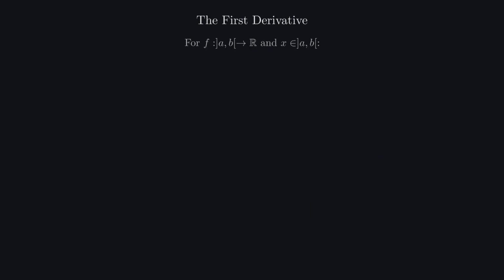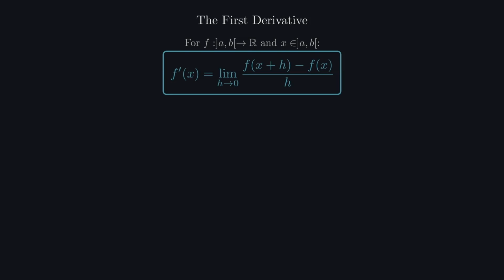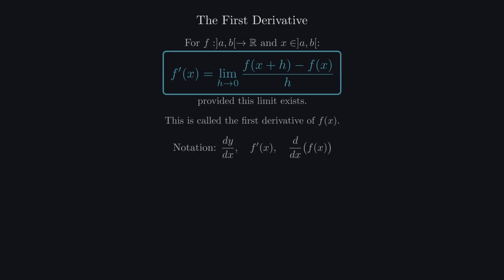For a function f defined on an open interval from a to b and x inside that interval, we define f prime of x as the limit as h approaches 0 of f of x plus h minus f of x all over h, provided that the limit actually exists. This is called the first derivative of f of x. We write it in several ways, and the most common ones are dy of dx, f prime of x, or d by dx of f of x. They all mean the same thing.